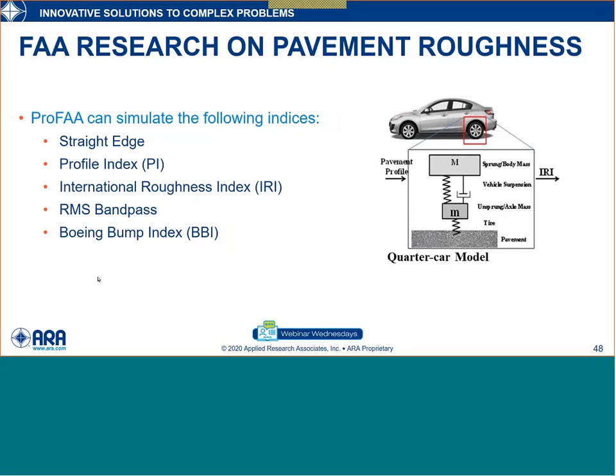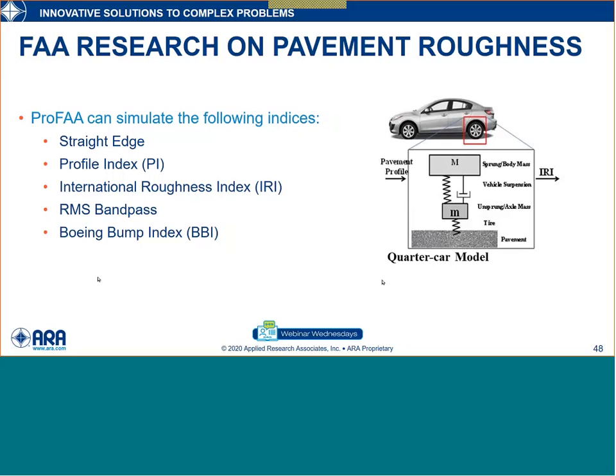One of the most commonly used and well-known measures of roughness is the IRI, the International Roughness Index. What that does is it uses a quarter car system. You can see an example of that here. And it measures the cumulative amount of movement of the suspension of that quarter car system divided by the traveled distance. So that would be expressed in units like inches per mile. Brand new pavement, very smooth, might have an IRI of 60.